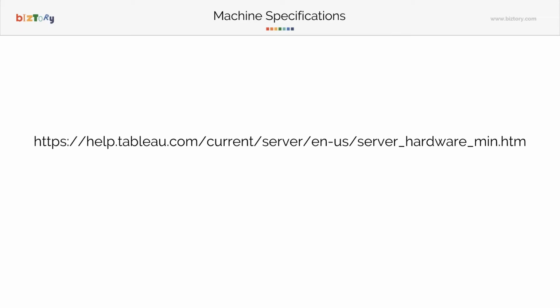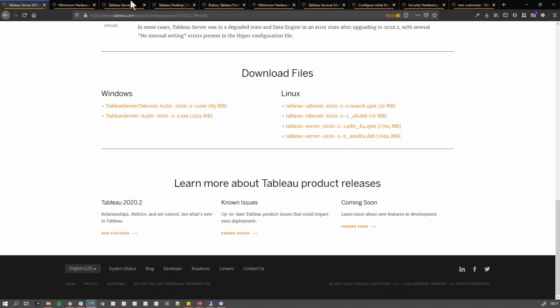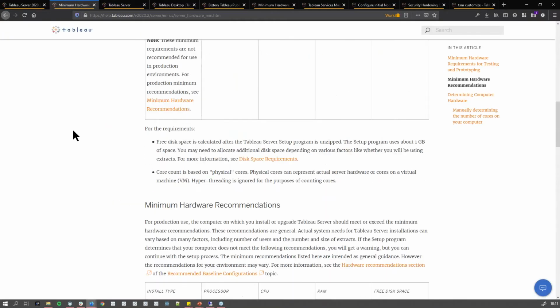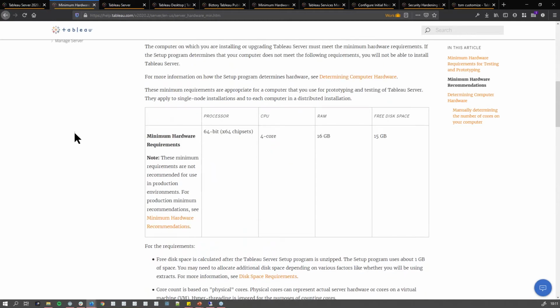Machine specifications. Now, this is a very important part of installing a Tableau server as well, because Tableau has pretty heavy machine recommendations and machine requirements. The reason being, you're visualizing all these many dashboards, and you do expect quite a few people to come online and look at these visualizations. So you need to be prepared for all the load that can come on your server.